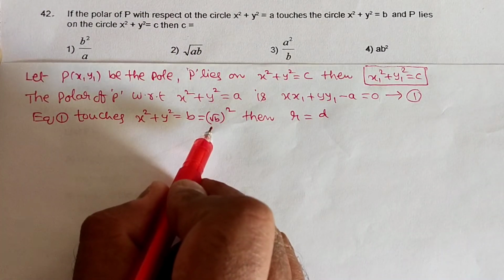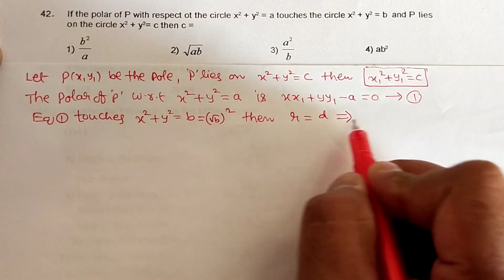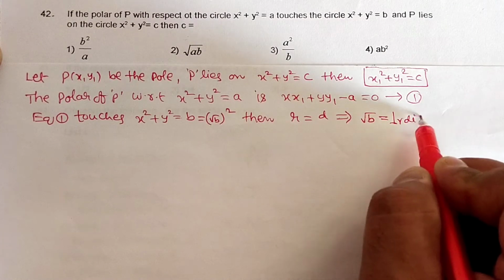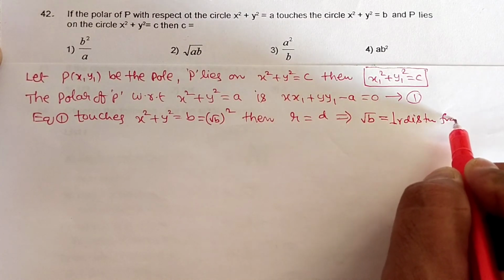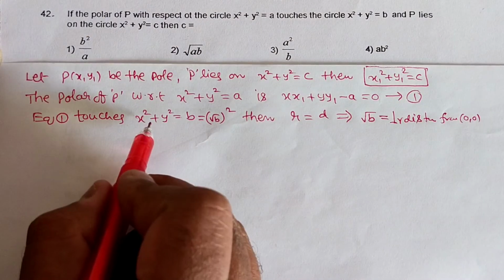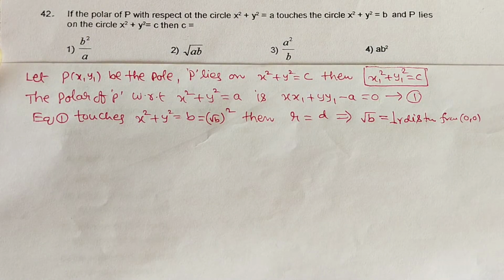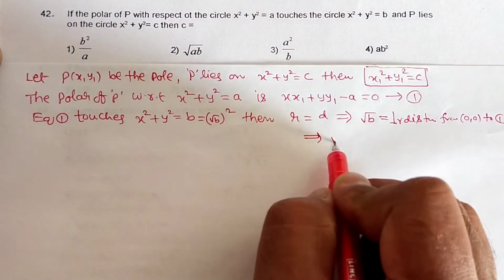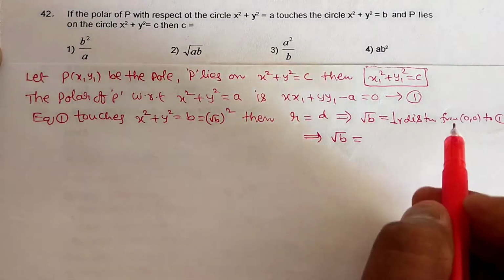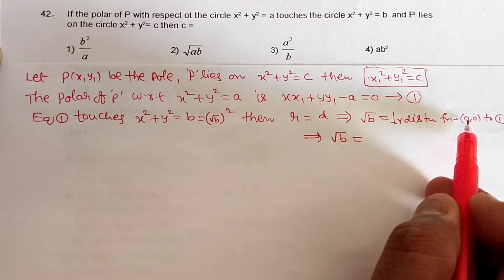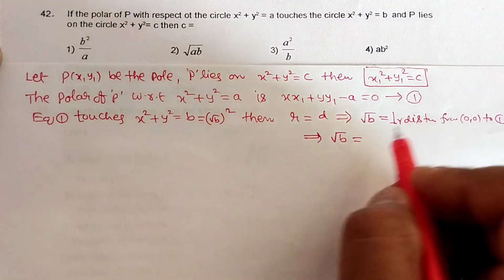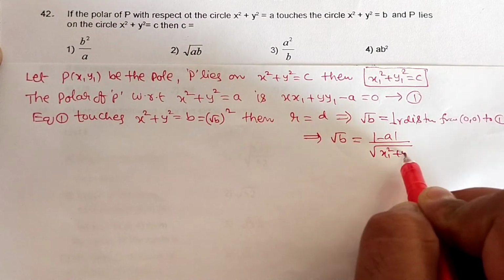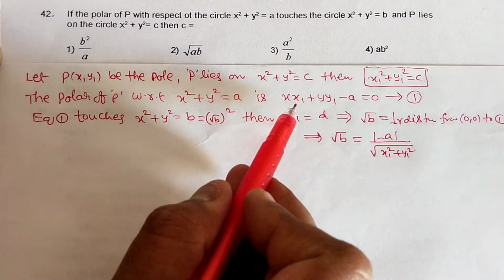So the radius of this circle is what? Root B is equal to D, which means the perpendicular distance from the circle center (0, 0) to equation 1. That implies root B is equal to the perpendicular distance from the origin to the line. So mod C by, so mod minus A by root of x coefficient whole square plus y coefficient whole square, root of x1 square plus y1 square.